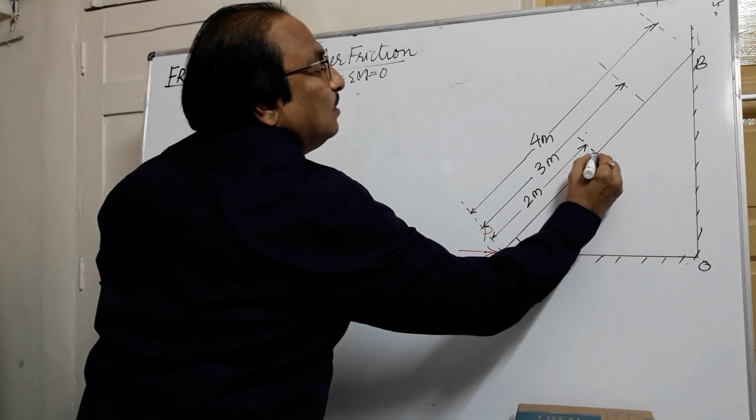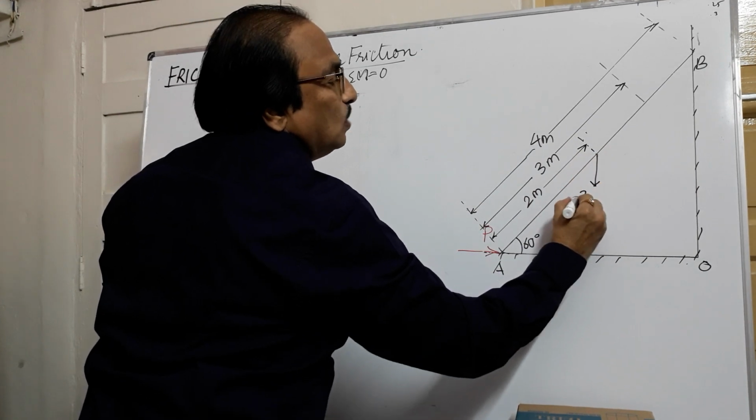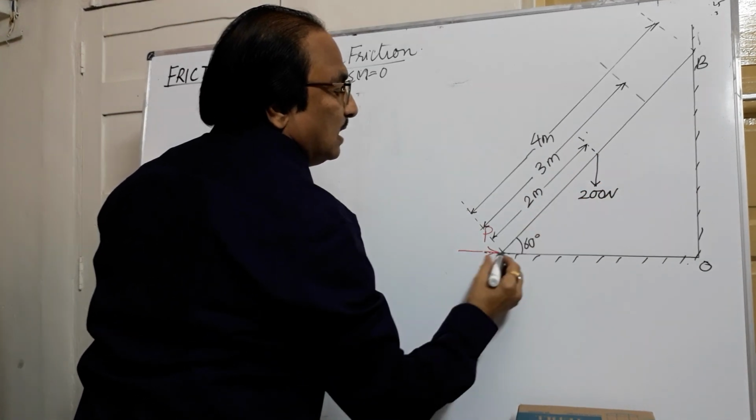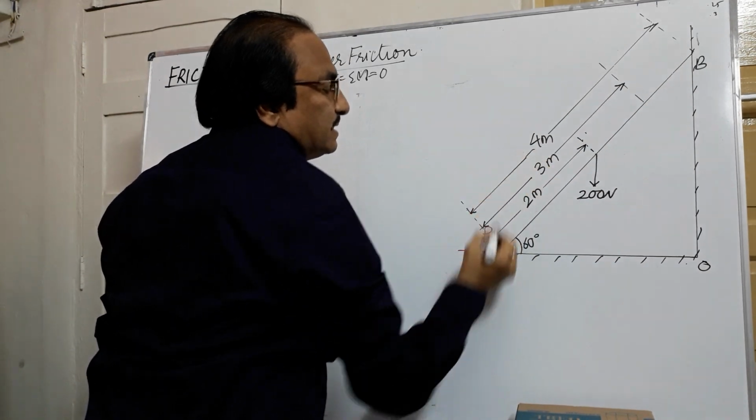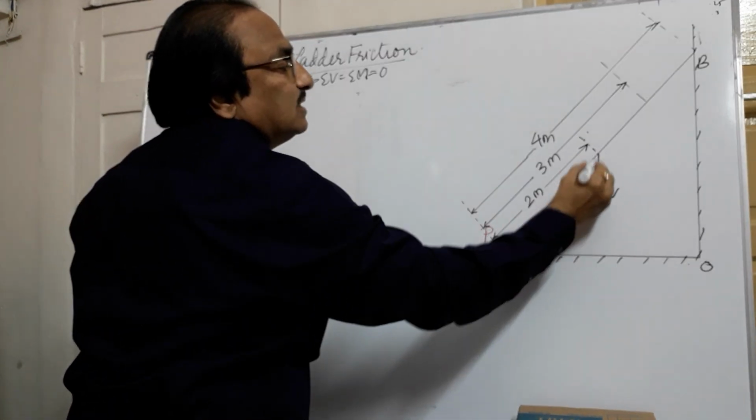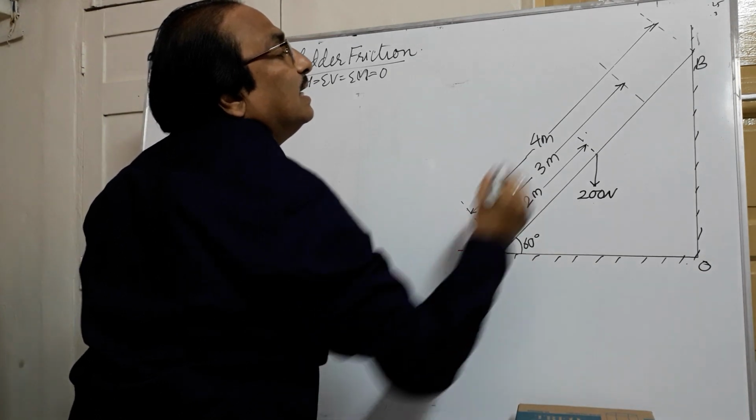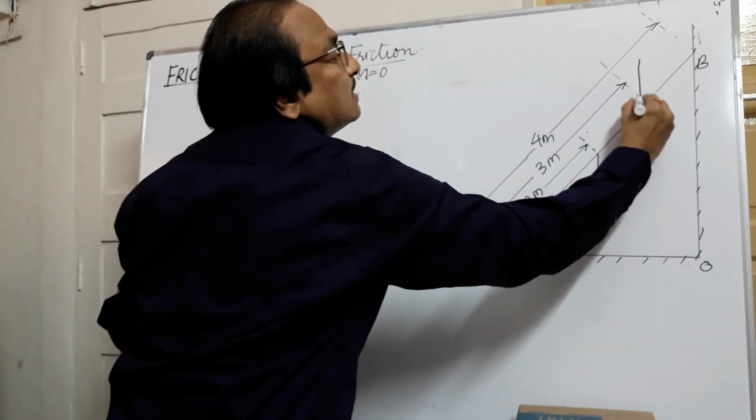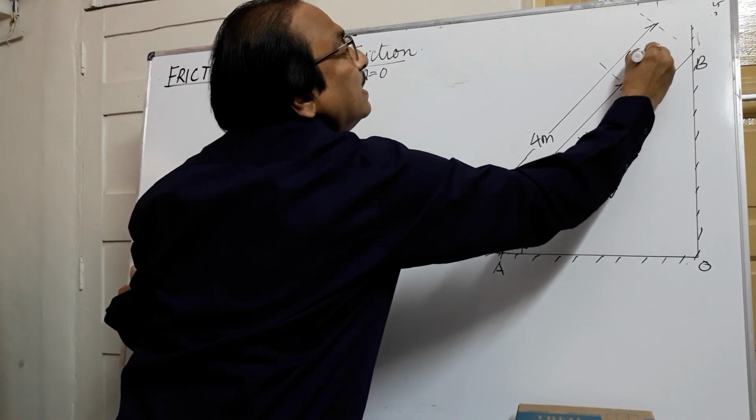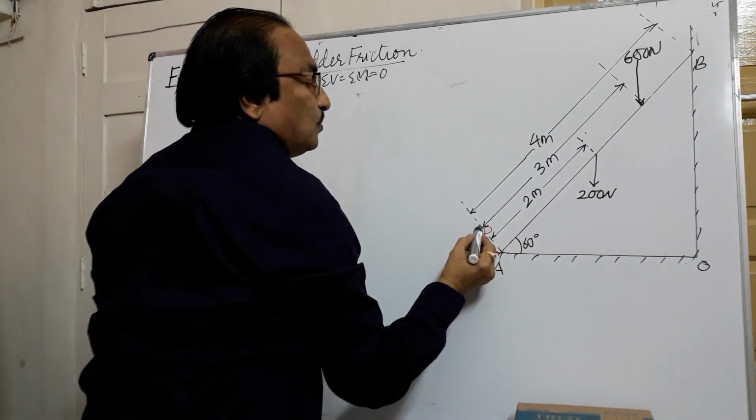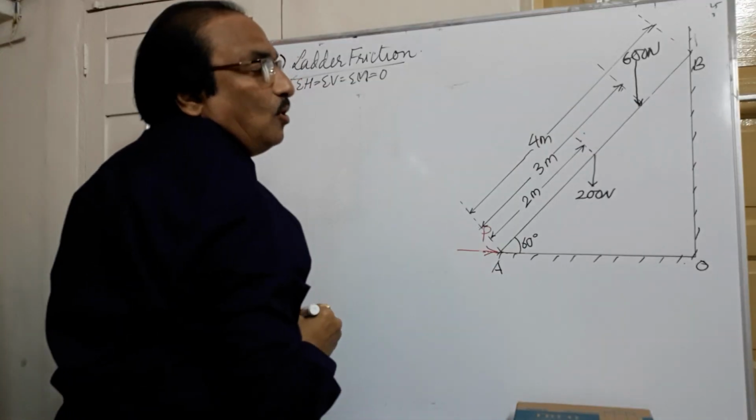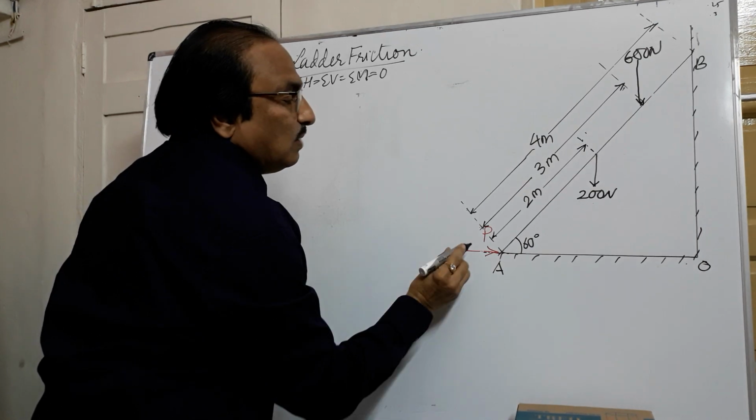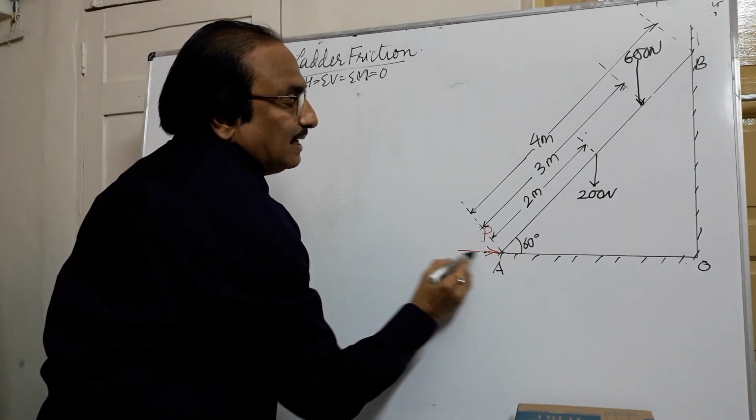Now there is a weight of the ladder which is 200 Newton. Total length of the ladder is 4 meters. AB is the ladder here. So the load is acting at the center, 2 meter. A man whose weight is 600 Newton is climbing up the ladder up to a distance of 3 meter from the bottom. So you are required to find out the force P which will be acting at the bottom.